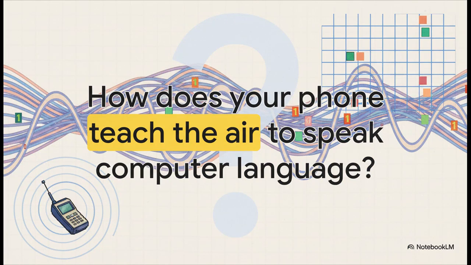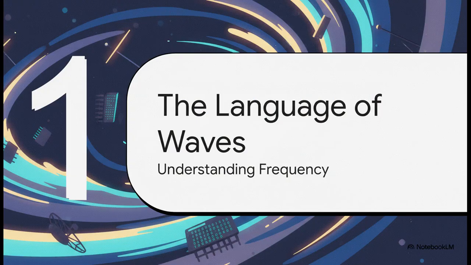Seriously, just think about that for a second. There are no cables connecting your device to the server holding this video. So how in the world does your phone take the digital ones and zeros that make up this explainer and turn them into a signal that can just travel through the air? That is the exact puzzle we're going to solve today. All right, let's dive right in.